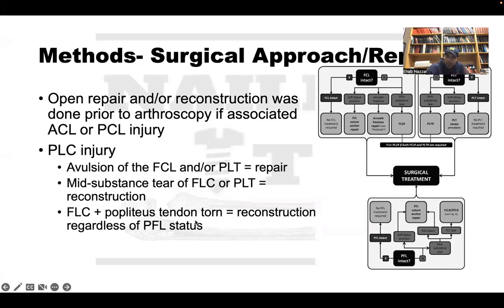This is a brief overview of their surgical approach. If they had an associated ACL or PCL injury, they did an open repair or reconstruction of the posterolateral complex, and they did that prior to arthroscopy if there was that associated injury. For the PLC, if they had an avulsion of the FCL and/or the PLT, they did a repair. Any mid-substance tear of the FCL or PLT was a reconstruction. And if they had an FCL plus a popliteus tendon tear, they did a reconstruction regardless of the popliteofibular ligament. On the right, they have a graphical representation of what they did.